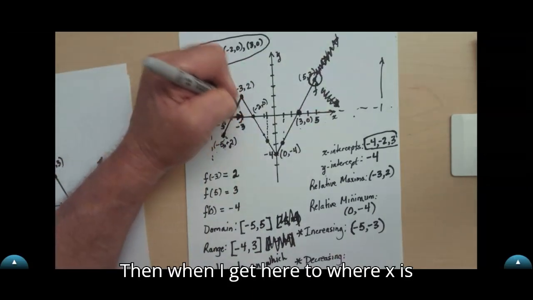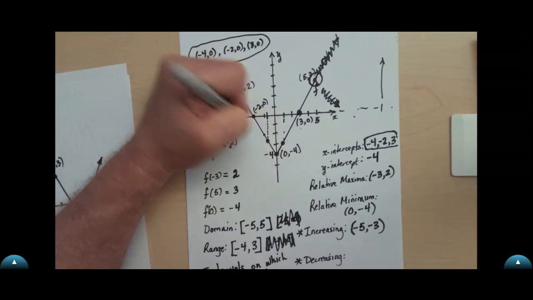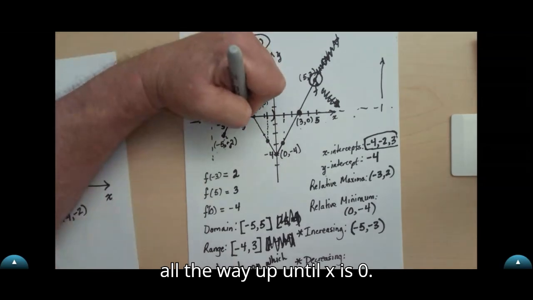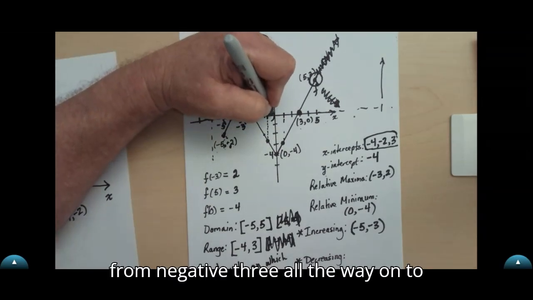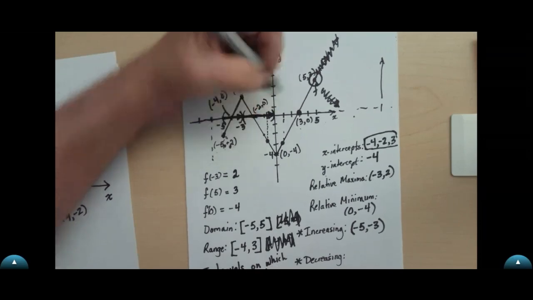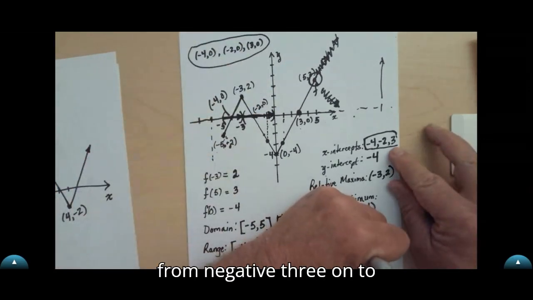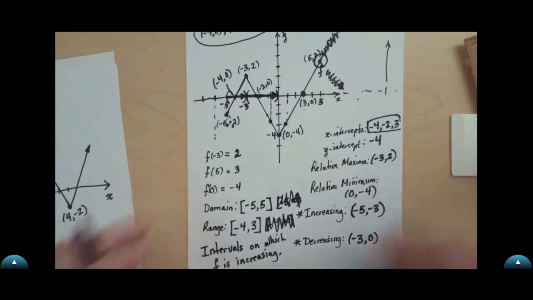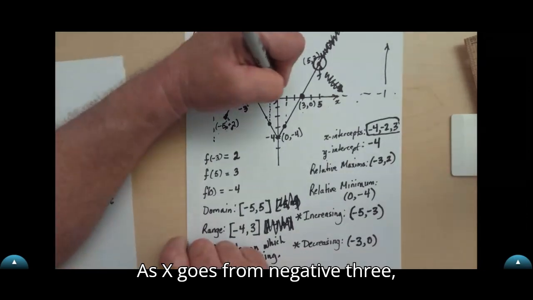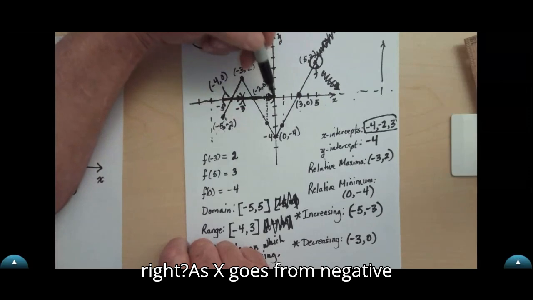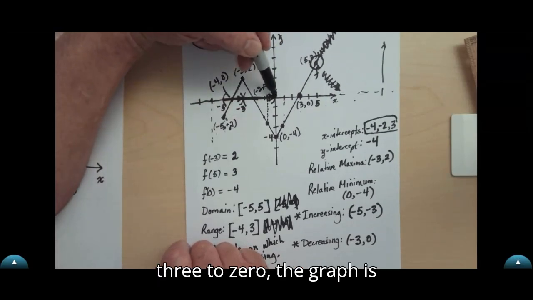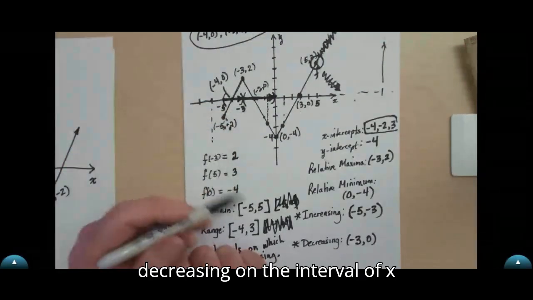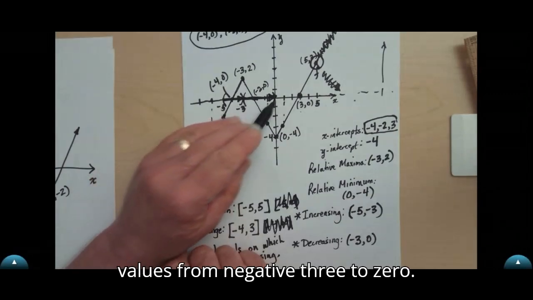Then when I get here to where x is -3, it starts decreasing. And from the time x is -3 all the way up until x is 0, from -3 on to 0, that function is decreasing. As x goes from -3 to 0, the graph is falling from left to right. So it's decreasing on the interval of x values from -3 to 0.